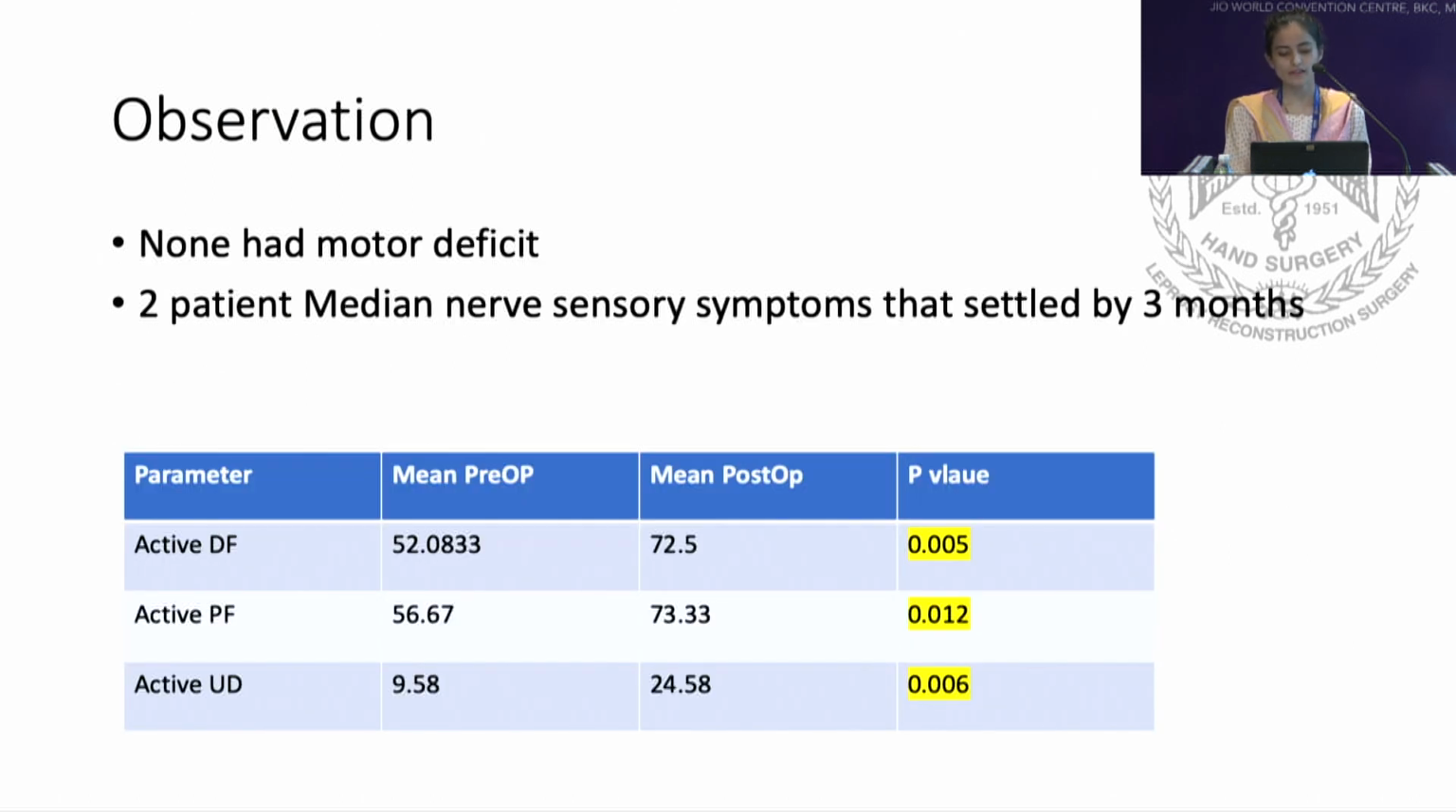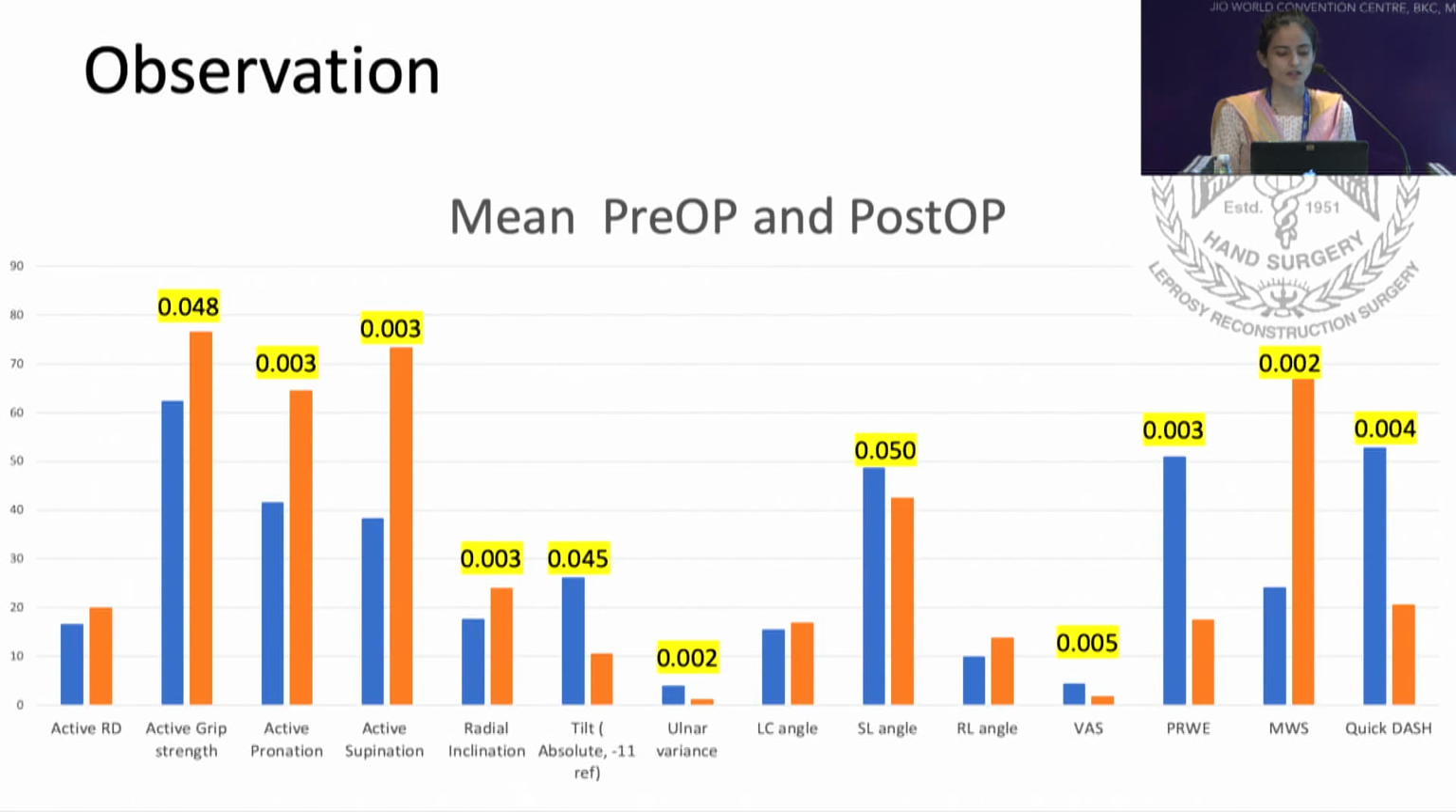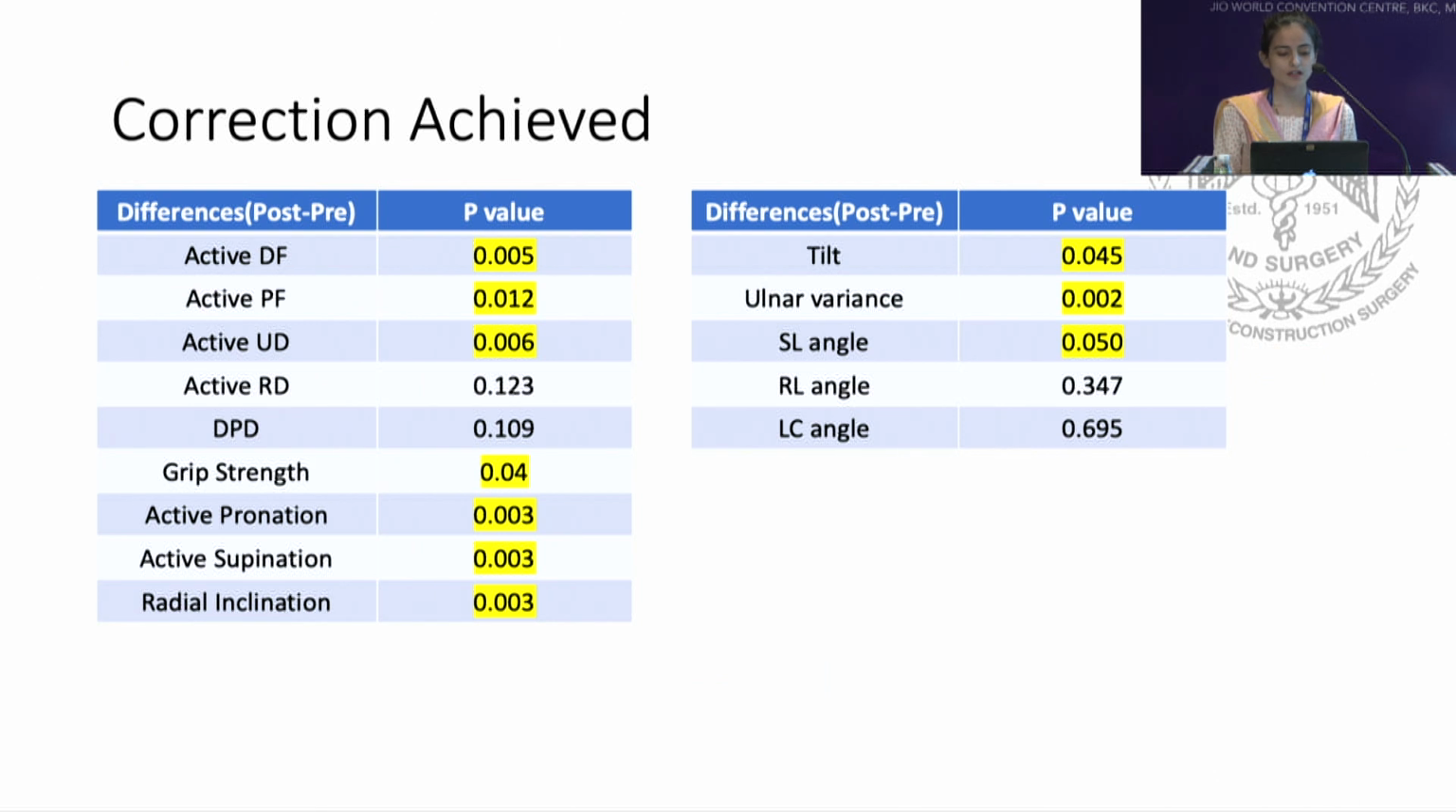We noted a significant difference between the mean post-op and pre-op values of dorsiflexion, palmar flexion, and ulnar deviation, as calculated by Spearman Rho coefficients. We also got significant pre-op and post-op values for grip strength, active pronation, supination, radial inclination, tilt, ulnar variance, scapholunate angle, and significant changes in the functional parameters such as VAS, patient-rated wrist evaluation, Mayo wrist score, and quick DASH questionnaire. So we achieved the following corrections as previously mentioned.